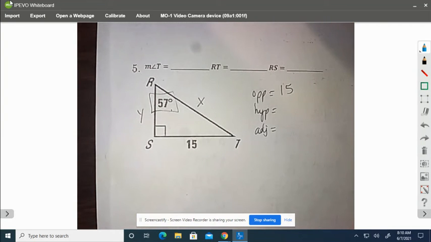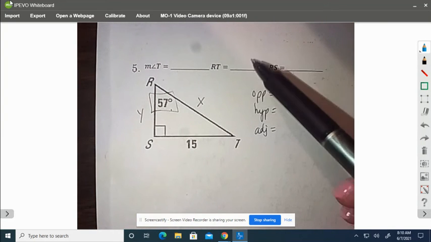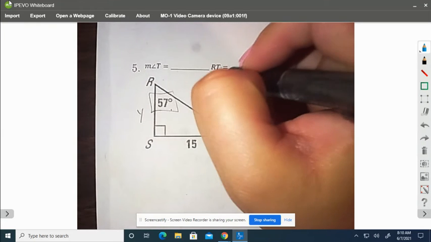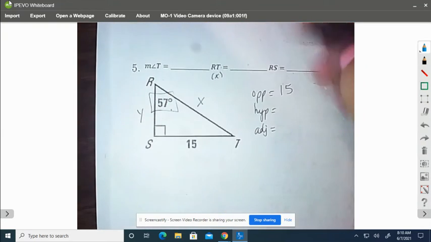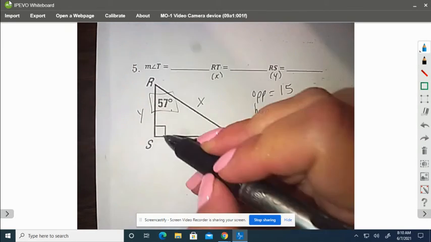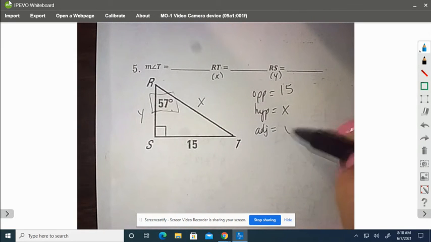It doesn't matter which one I call x and y because when I write my answer in here, I'm looking for the answer for RT, which in this case I labeled that x. In RS, I labeled this y. Okay. So in this case, my hypotenuse across from that right angle is my x and my adjacent is my y. And that's in terms of angle R, which is 57.